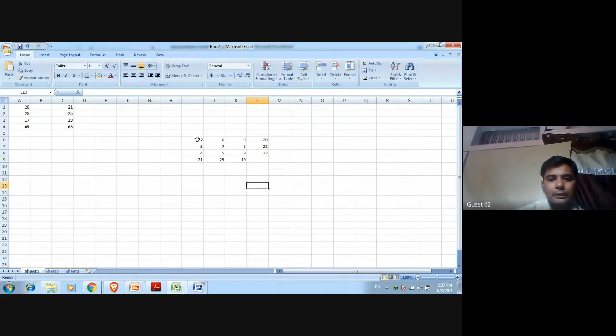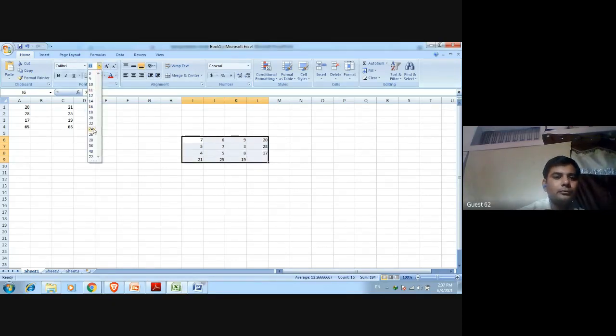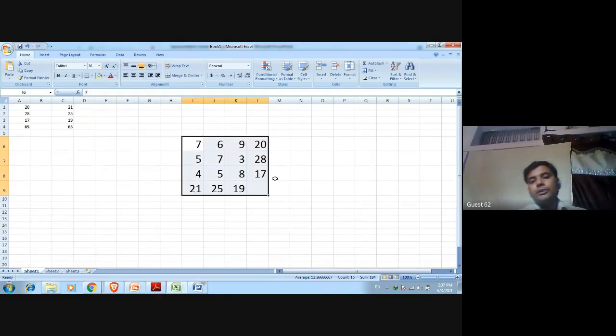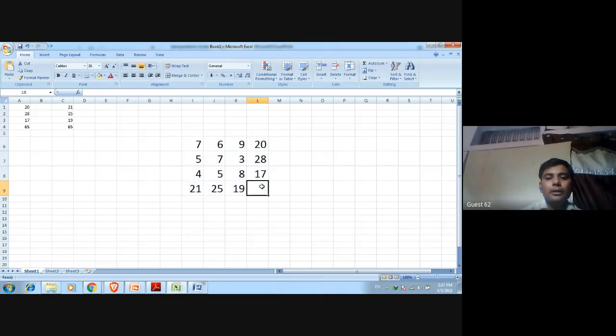Let us increase its size. This is your table. Okay, now total of the capacity and requirement is 65. This is your total capacity and total requirement, 65. Let us color this. This is your total.